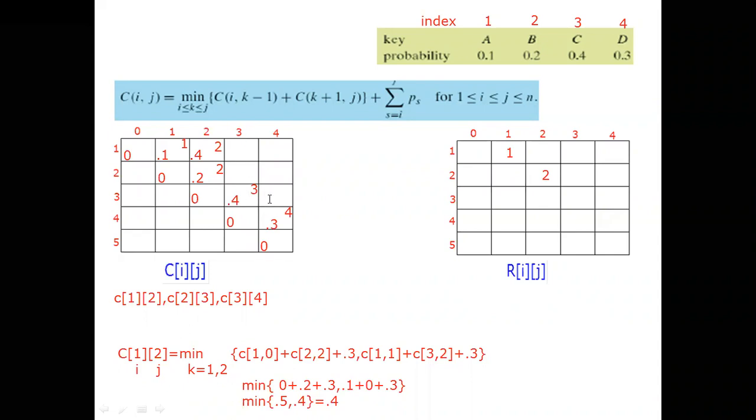3 3. What is the superscript? It is 3. What is 4 4? What is the superscript? It is 4. What is the current value we got? 1 2. What is the superscript? 2. Right. Now everything is updated properly.